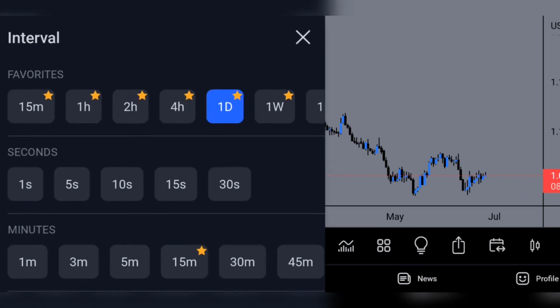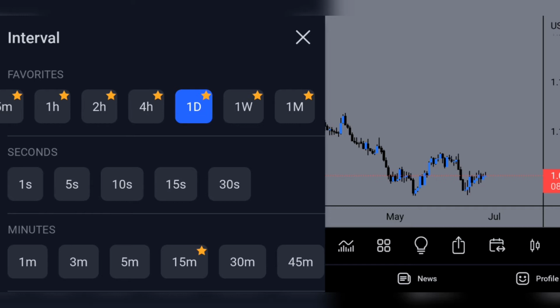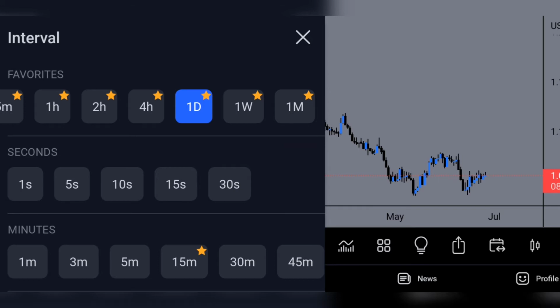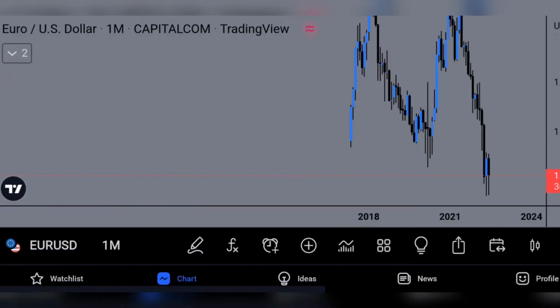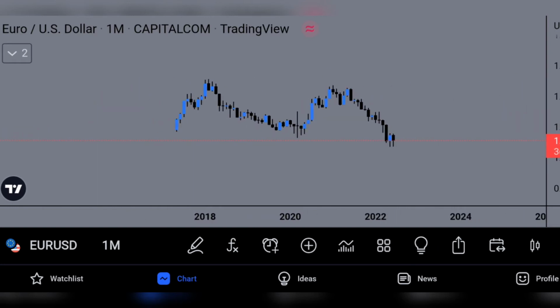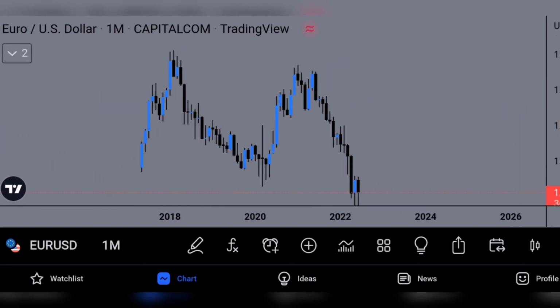Yeah. So moving over here, this is weekly and this is monthly. Let me show you guys for those that don't know. This is weekly and this is monthly, right? So from now, I'm going to be going to the monthly time frame. Okay, now this is EUR/USD on the monthly time frame.